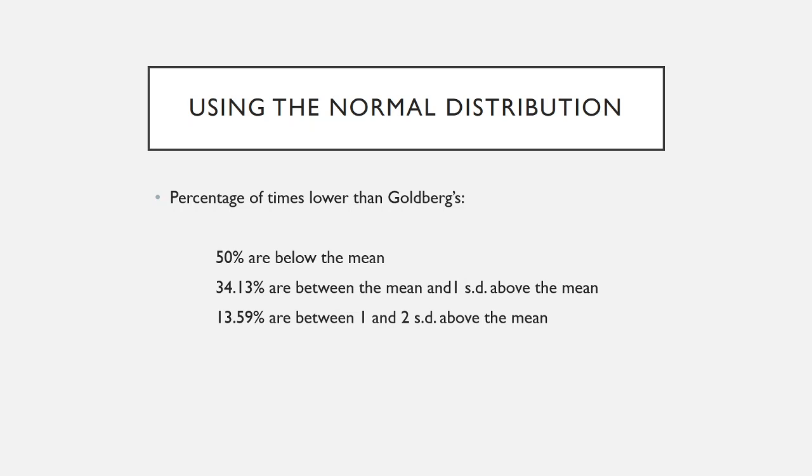If the question is what percentage of times were lower than Goldberg's, it's a question of adding all those chunks together, because that gets you the percentage of scores that are below Goldberg's time. So Goldberg was at the 97.72 percentile. 97.72% of the scores were below his. He did garbage on that 5K.